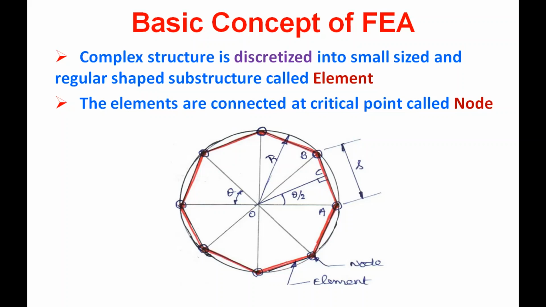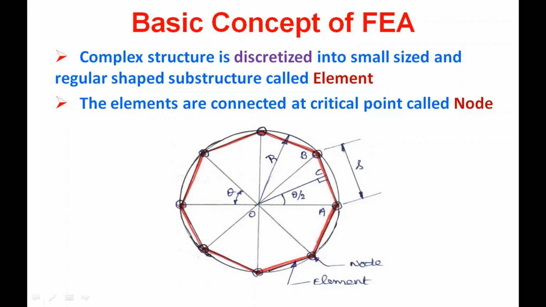In finite element analysis, any structure will be discretized into a number of substructures. Then at the substructure level, we will try to solve the problem. After getting the solution at the substructure level, we will assemble those solutions to get the solution at the structural level. This is the basic concept of the finite element method. When you divide a complex structure, you get a number of substructures. Each substructure is called an element, or finite element, or simply element. These elements are connected at critical points called nodes.